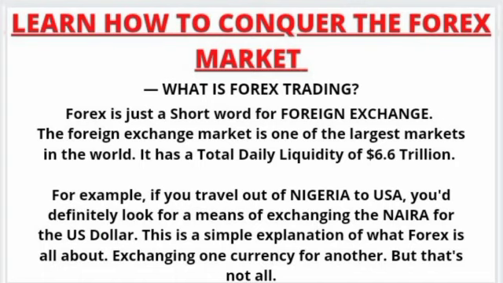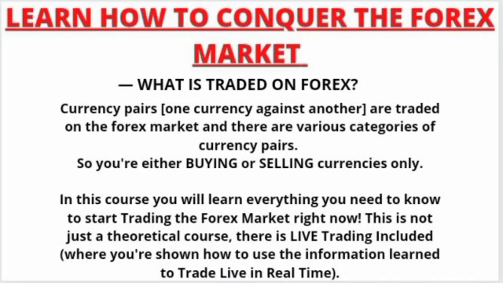For example, if you travel out of Nigeria to the USA, you definitely look for a means or way of exchanging the naira for the US dollars. This is a simple explanation of what forex is all about. So you're either exchanging one currency for another in the financial market, but that's not all. Yes, there's a whole lot more to forex trading. So now, having known what forex trading is all about, what is traded on forex? Currency pairs, one currency against another, are traded on the financial market, and there are various categories of currency pairs. So you're either buying or selling currencies only.